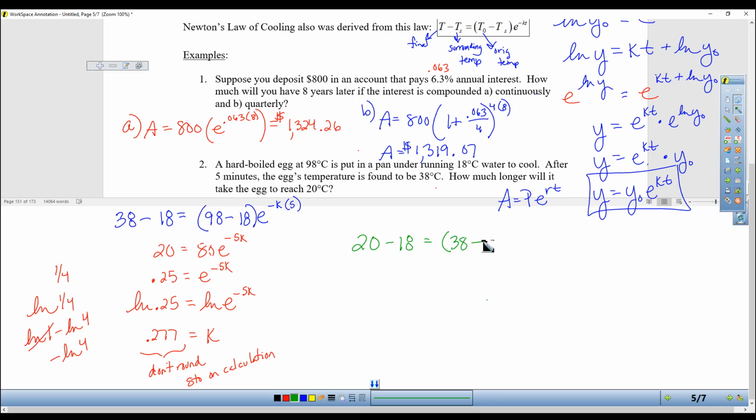So starting at the 38, again, surrounded by 18, e to the negative, now I'm going to write 0.277, but you should be using the store on your calculator. T, how much longer? Okay, store as x. All right, and so now you can finish this. This is going to be 2. This is going to be 20 e to the, and I'm just going to call it k because I really want to emphasize that you should store that answer.